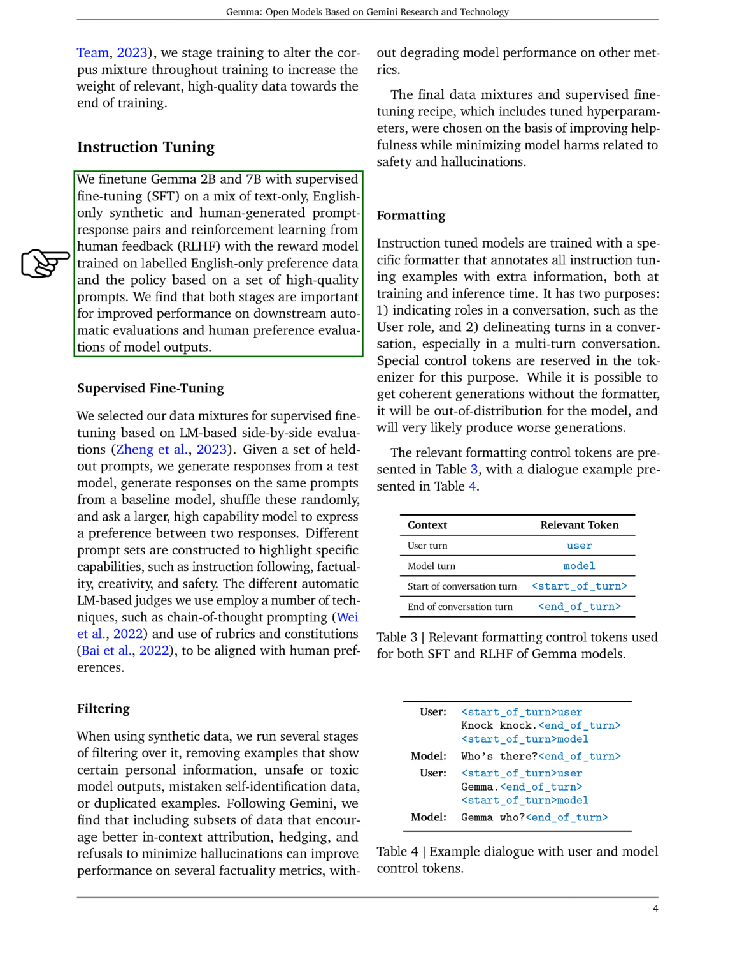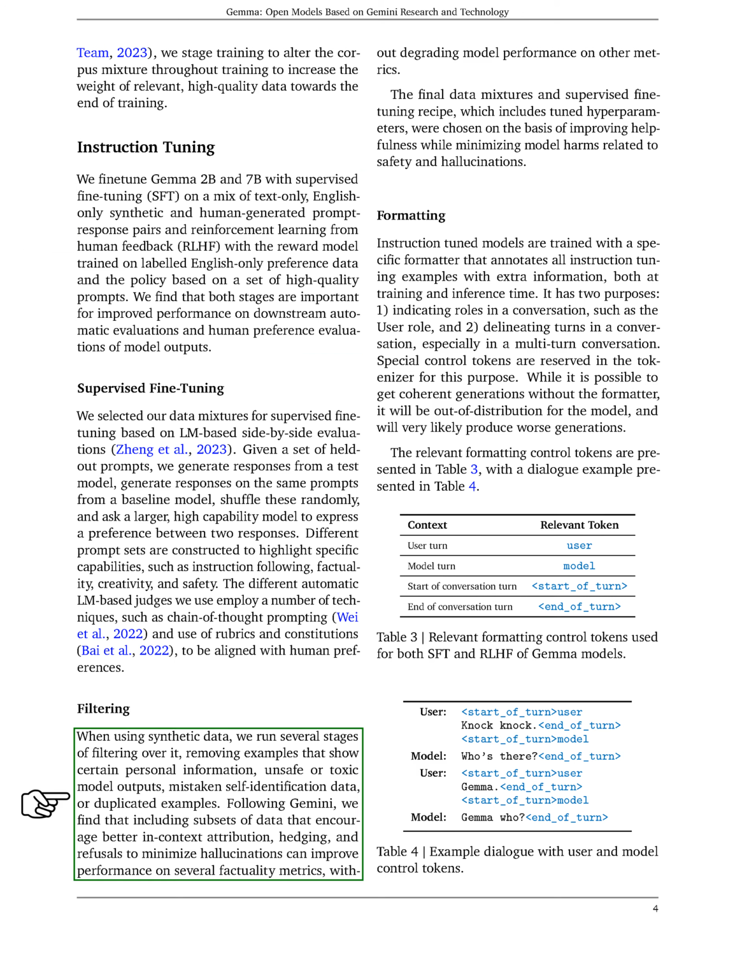For instruction tuning, we fine-tuned Gemma 2B and 7B using supervised fine-tuning on a mix of text-only, English-only synthetic and human-generated prompt response pairs. We also employed reinforcement learning from human feedback, where human preferences were used to train a reward function and optimize the model's performance. In supervised fine-tuning, we selected data mixtures based on side-by-side evaluations using different prompts to assess capabilities such as instruction following, factuality, creativity, and safety. Synthetic data underwent multiple filtering stages to remove sensitive information and improve model performance on various metrics.